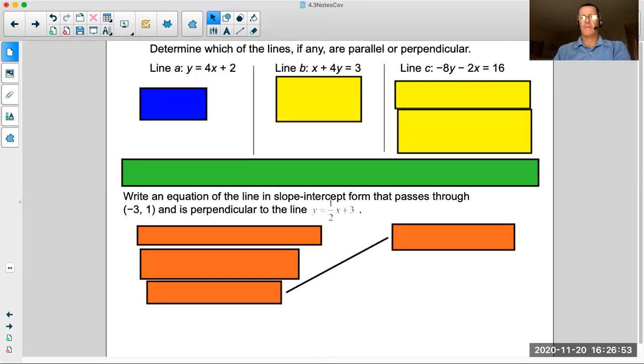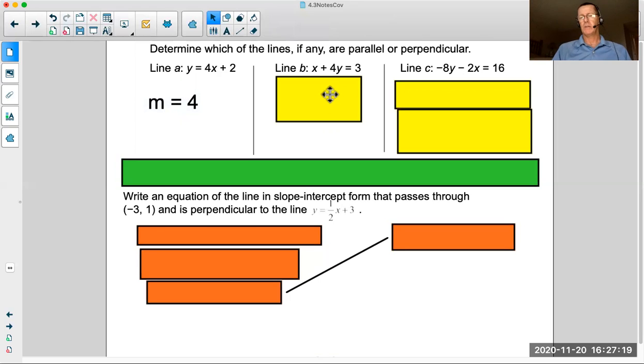All right, so if I ask you to determine which of the lines, if any, are parallel or perpendicular, what would you need to do first? Yeah, figure out their slopes. Pretty easy with line A. Why is it so easy to figure out the slope? What form is it in? Oh yeah, y = mx + b. So the slope is, hopefully you said the number right between 3 and 5, otherwise known as 4.